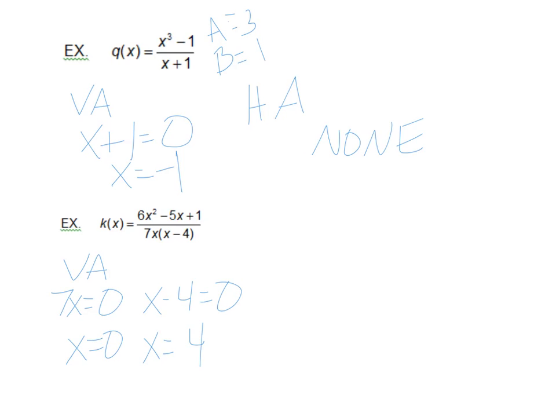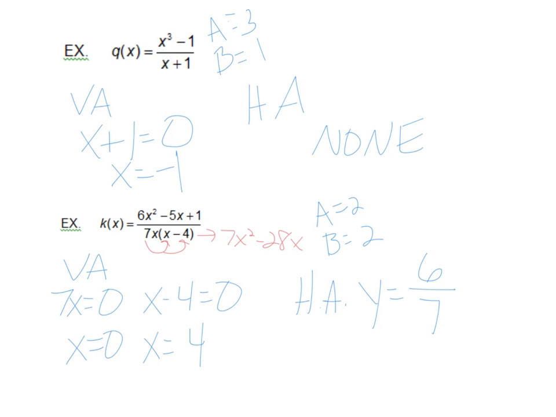But to do horizontal, we need the unfactored form. So let's multiply that back together. That would be 7x squared minus 28x. That way we'll get the degree correct. The degree of the top is 2. The degree of the bottom is also 2. So the horizontal asymptote is y equals leading coefficient over leading coefficient.